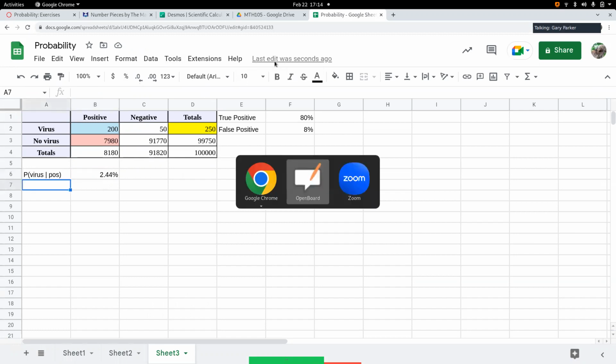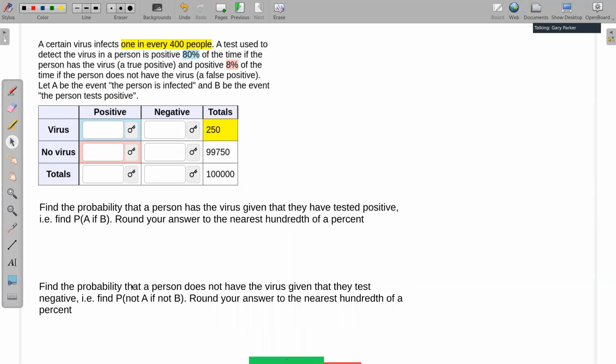Next question. Find the probability that a person does not have the virus given that they tested negative. So of all the negative tests, we want to know what proportion of those negative tests did not have the virus. So I'm in this column of negatives, and I want to consider the proportion of people without the virus in that negative column.